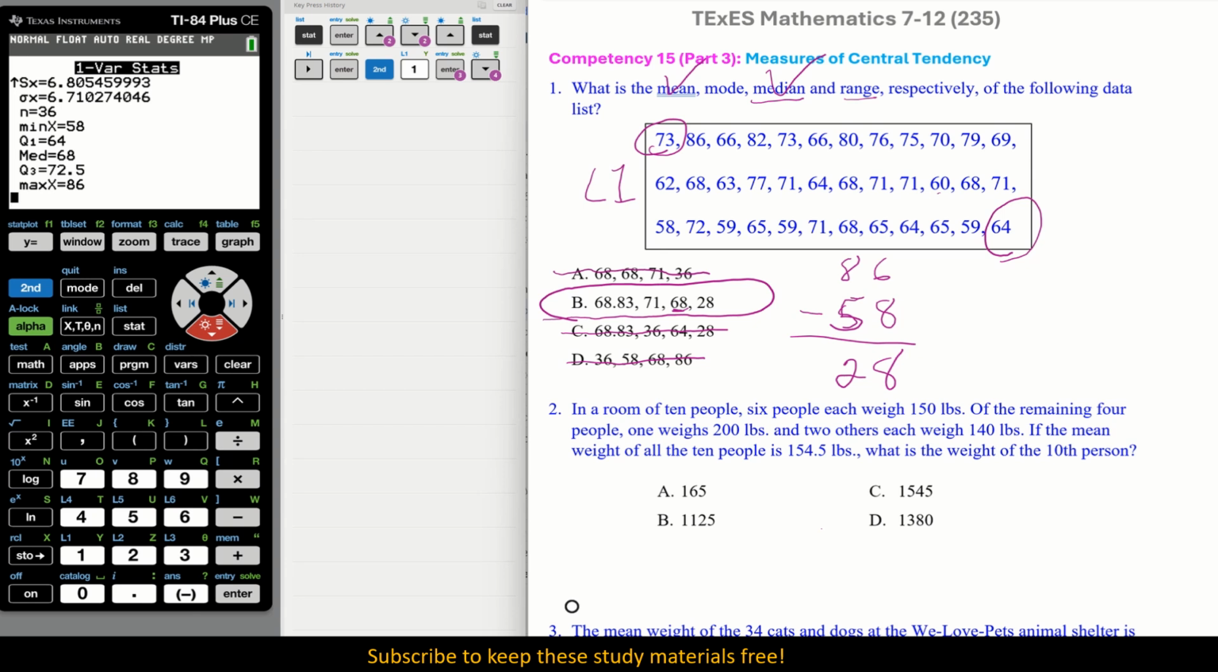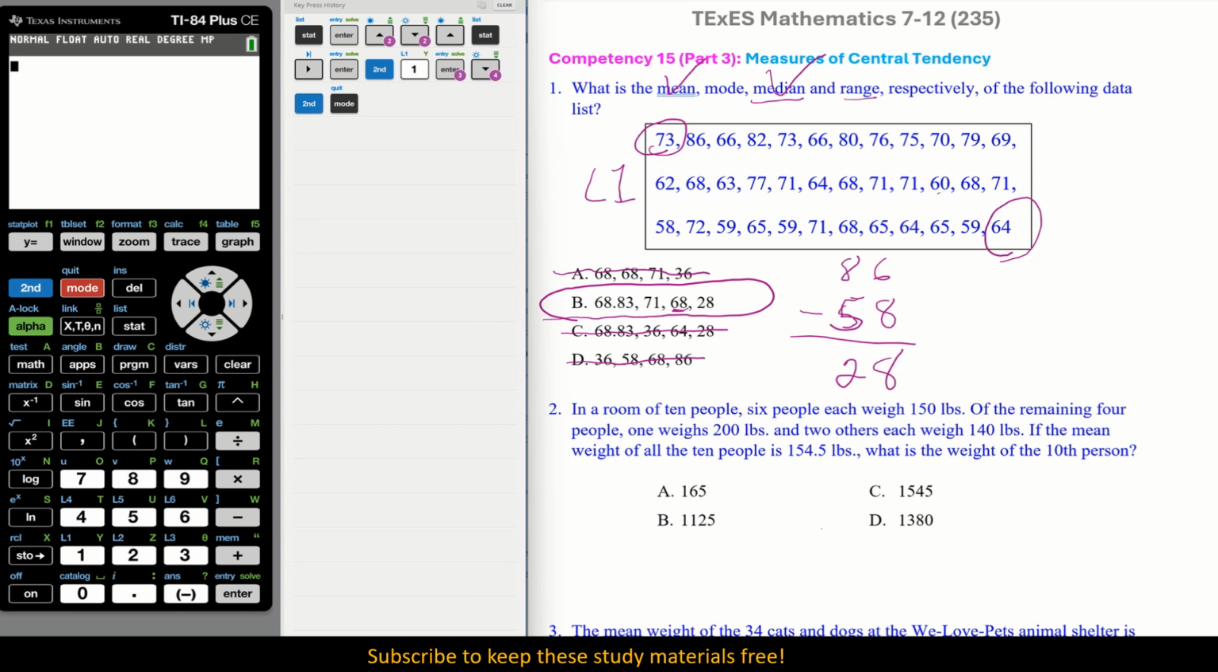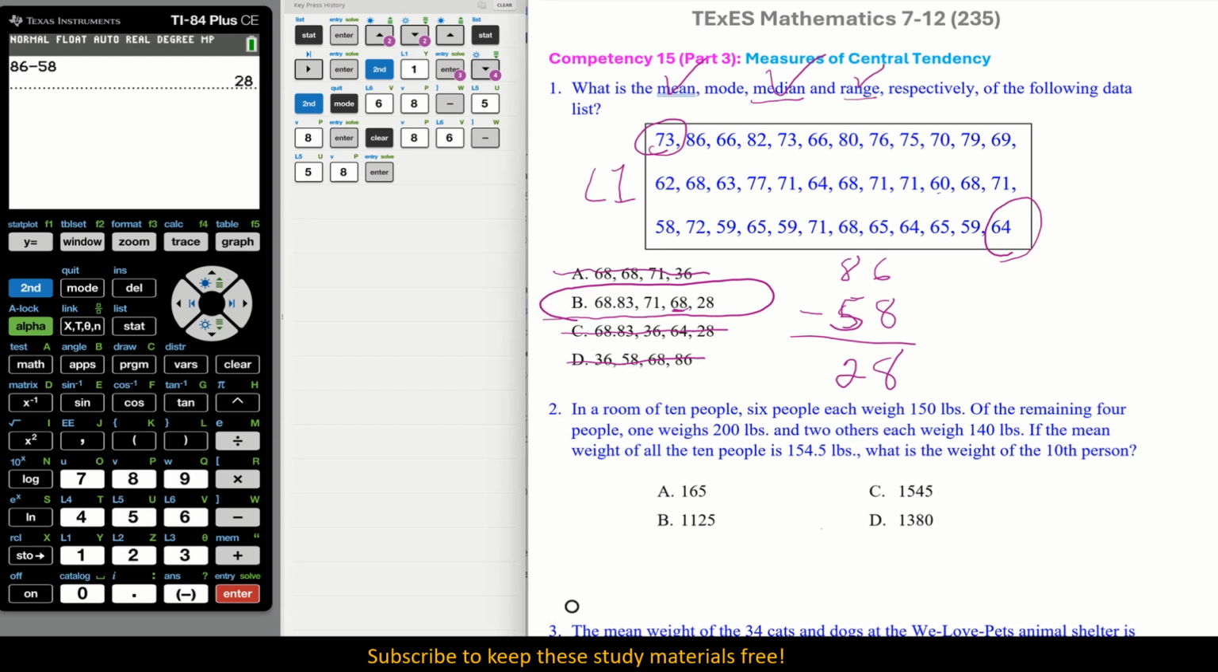Okay, let's double check the range anyway. So second, mode. Okay, we're going to have our 68 minus our 58, push equal. Oh, sorry, 86. It would help if I do it correctly, right? 86 minus the 58. All right, okay, 28. We're good. Now, to double check mode, to verify it, what do we need to do?